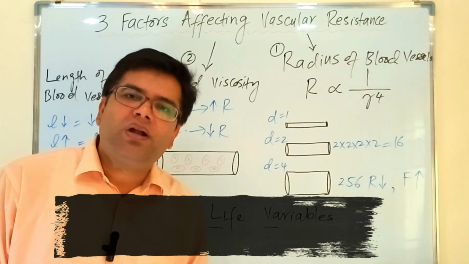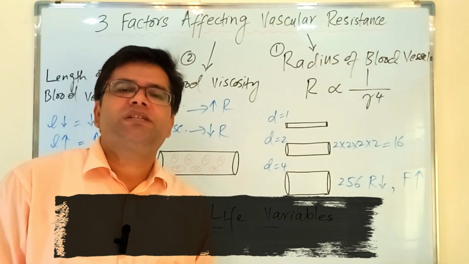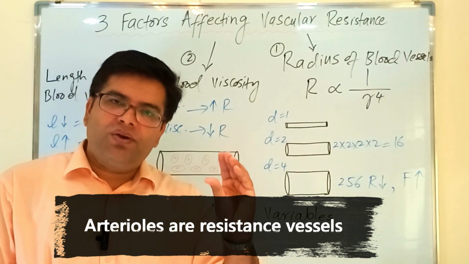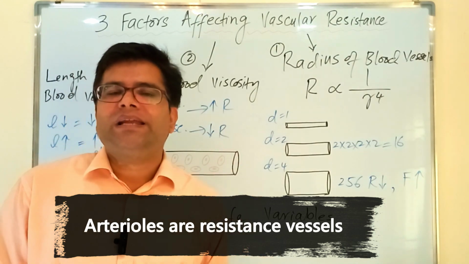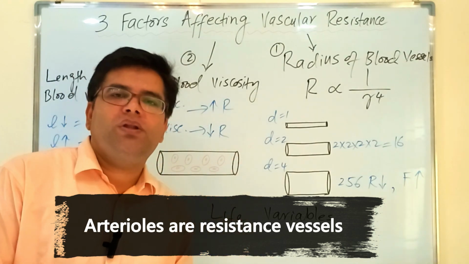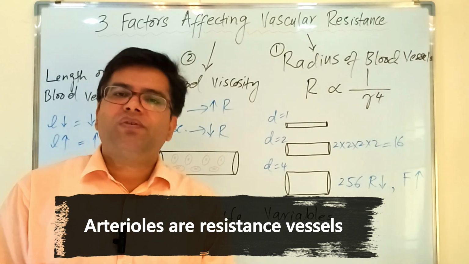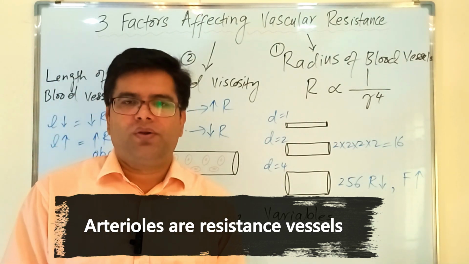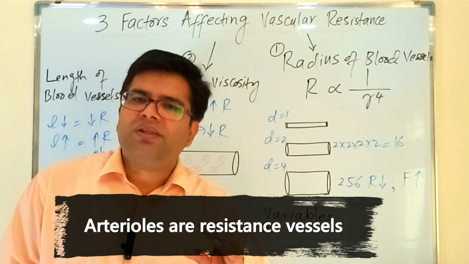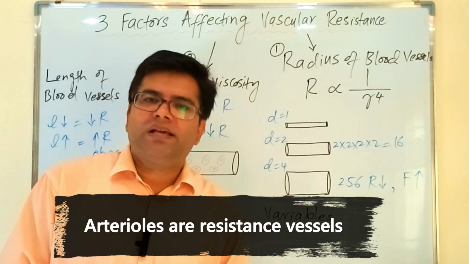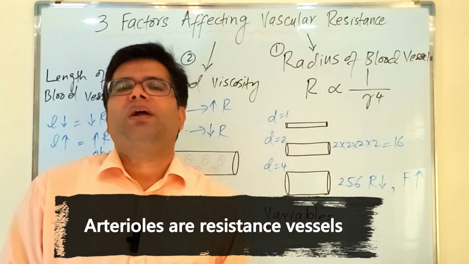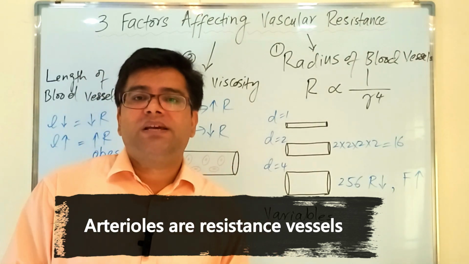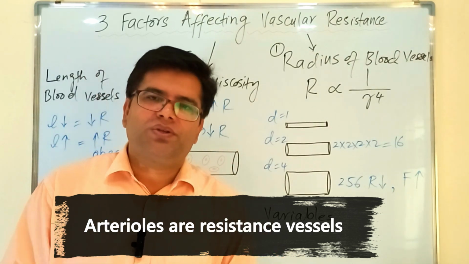And mind you, two-thirds of all the systemic vascular resistance is present in arterioles. So by constricting the arterioles or by dilating them by various hormonal, chemical and nervous factors, we can tremendously affect the resistance of arterioles. By constricting the arterioles, we can increase their resistance and hence decrease the blood flow going to tissues. By dilating the arterioles, we can decrease the resistance and increase the blood flow going to the tissues.